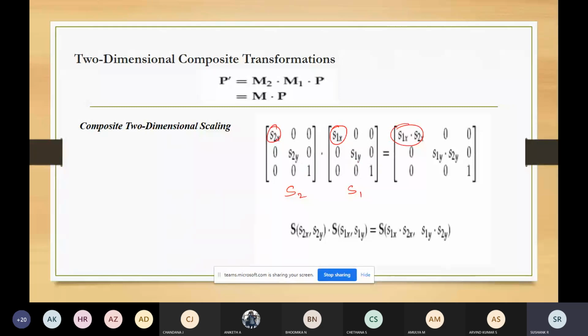S2 into s1 plus 0 into 0, 0 into 0. After that, s2 into 0, 0 into 0, 0 into 0. So it is matrix multiplication only. If you multiply this m2 and m1, you will get the final matrix.